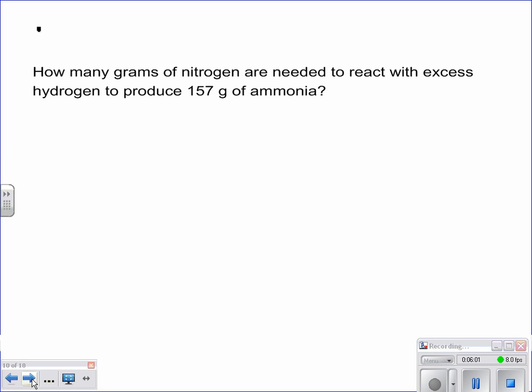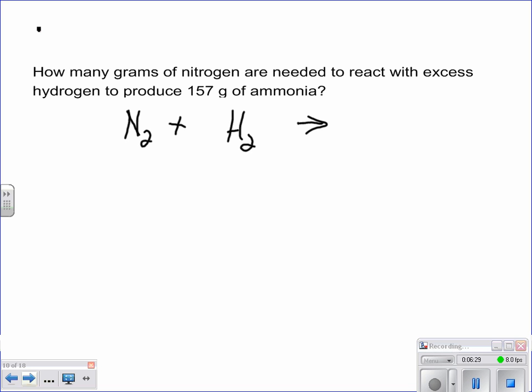So first example that we have. How many grams of nitrogen are needed to react with excess hydrogen? So I know nitrogen's a reactant. The reason it says excess is because later on we're going to be having limited amounts of something, and so we're going to have to figure out which one we run out of first. But right now it'll just say things like it's given in excess.